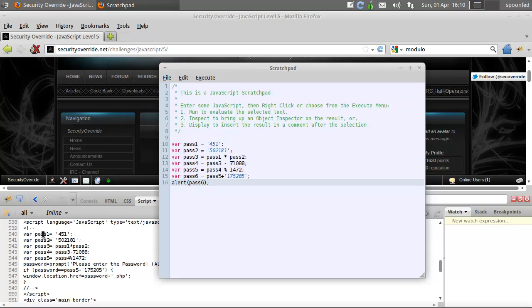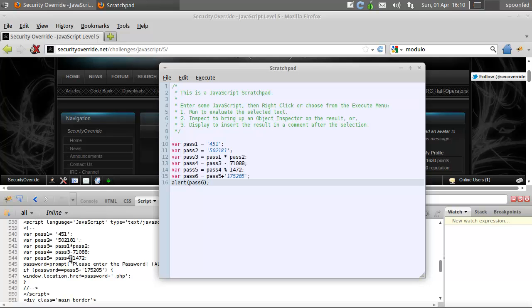took over this one. So password 1 equals this, password 2 equals that, password 3 is pass 1 times pass 2, pass 4 is the answer of password 3 minus 71088, and password 5 is the answer from password 4 modulo 1472, which is actually the Columbus year and stuff, but that doesn't matter.